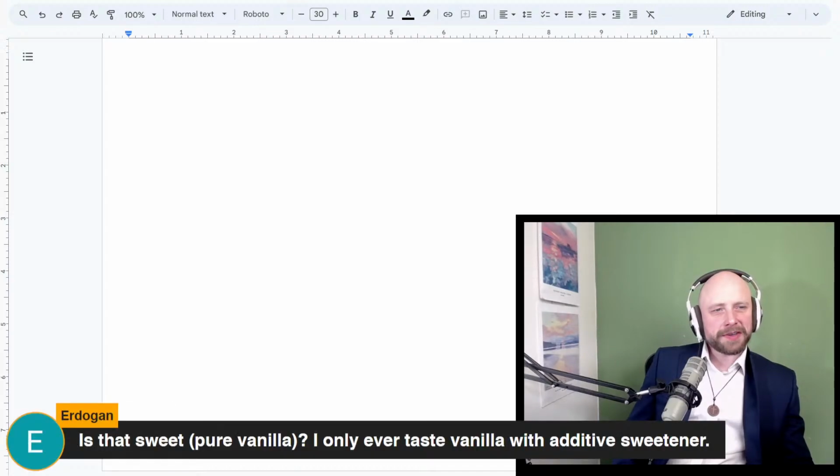Is that sweet? Pure vanilla? I'm not sure. I think it's a little sweet, but not very. I think it's just a tiny bit sweet.